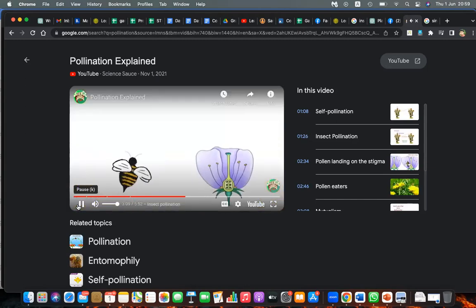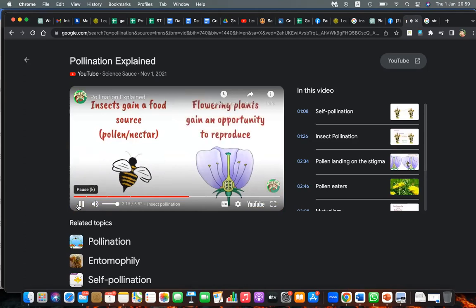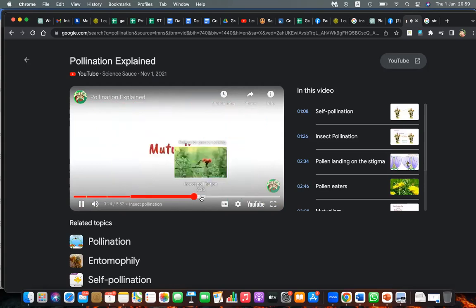So, insects gain a food source from flowers, whether it's nectar or pollen, or both, while flowering plants gain an opportunity to reproduce thanks to the insects. This sort of relationship, where two organisms interact in a way that they both benefit, is called mutualism.